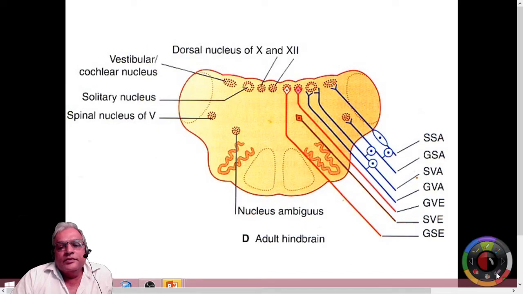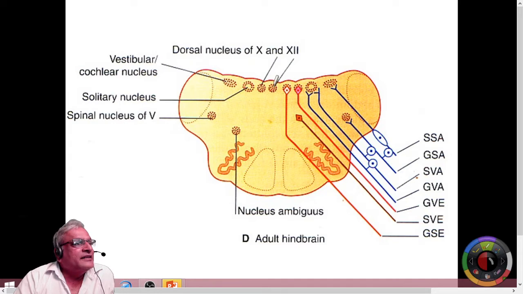Okay. So here, what we have just said, the special somatic afferent, the vestibular and the cochlear nucleus represents the special somatic afferents. Then the nucleus of the vagus is here, and then the hypoglossal nerve is here. Now, what does this hypoglossal nerve supply? Is it general somatic efferent or general visceral efferent?